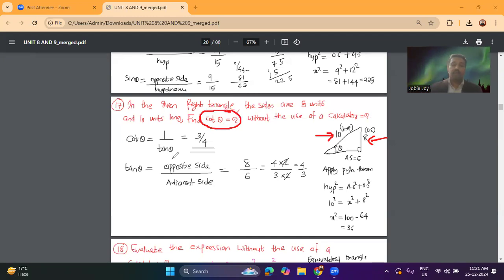We know how to calculate cot theta. Cot theta is the reciprocal of tan theta. So how will you calculate tan theta? Tan theta is equal to opposite side by adjacent side. You have to calculate the adjacent side. But the problem is I don't know the adjacent side. How will you get the adjacent side?